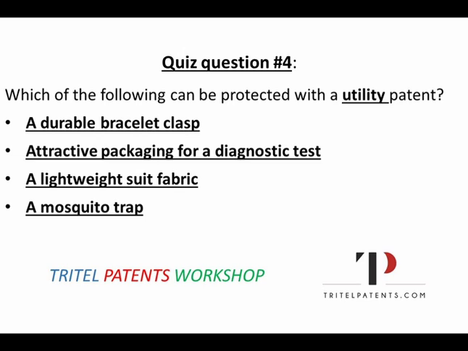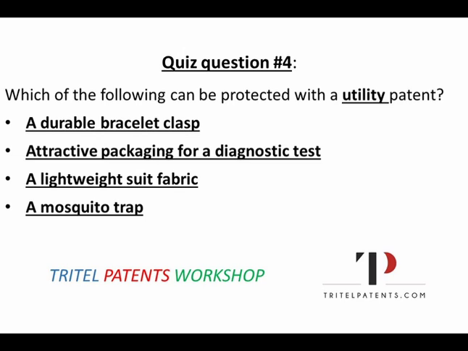The answer is yes, it can be protected by a utility patent, even though it's part of a piece of jewelry, which is usually covered by a design patent, but you're protecting the functional aspect of it, the fact that it's durable. It's not going to break as easily as other bracelet clasps, and therefore a utility patent is appropriate.